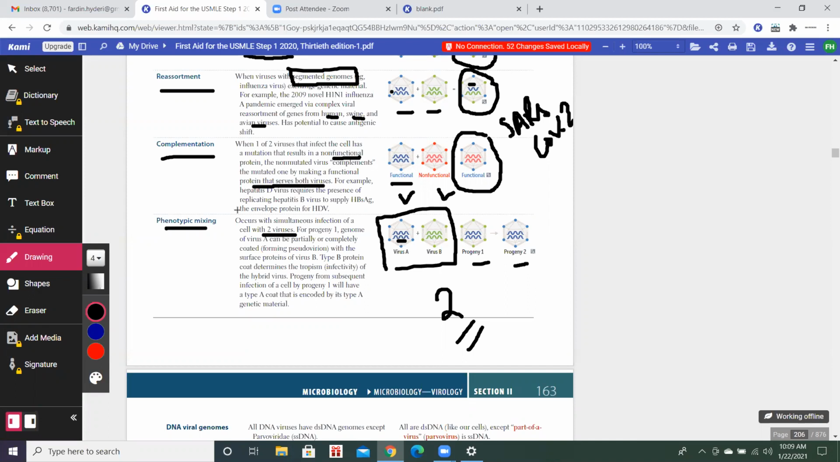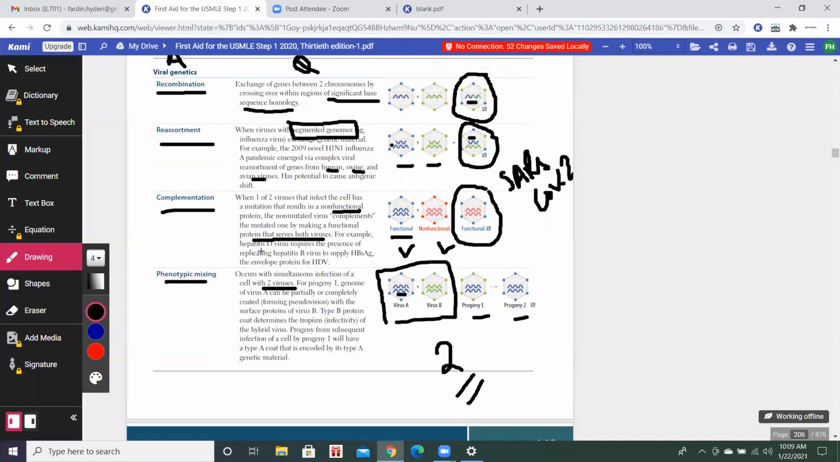Recombination is not in the same virus. Recombination is basically two viruses coming together to form another combined virus over here. That is recombination.